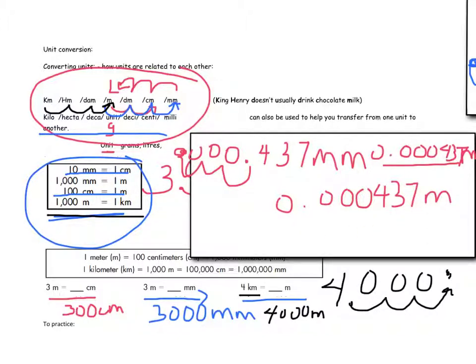Now, what you might be noticing is that as my units are getting larger, my number is getting smaller. Or if my units are getting smaller, my number is getting larger. That can be one of your checks to see whether or not you've done it correctly. That's a good generalization. As my unit gets larger, my number gets smaller. As my unit gets smaller, my number gets larger.